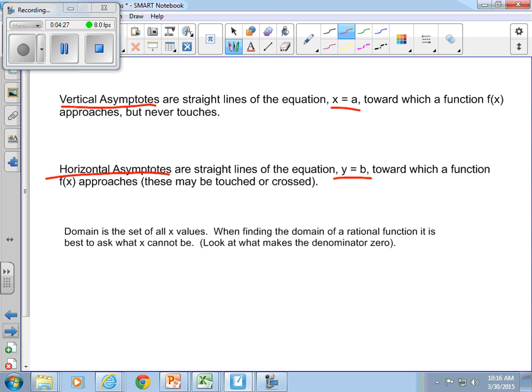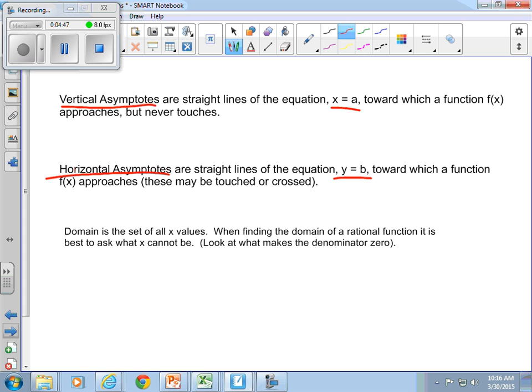Something that's a common misconception is people always think that asymptotes can't be touched or crossed. For vertical asymptotes, that's true, but horizontal asymptotes can be touched or crossed either way. They are just guidelines for what the graph does as x approaches infinity or negative infinity.